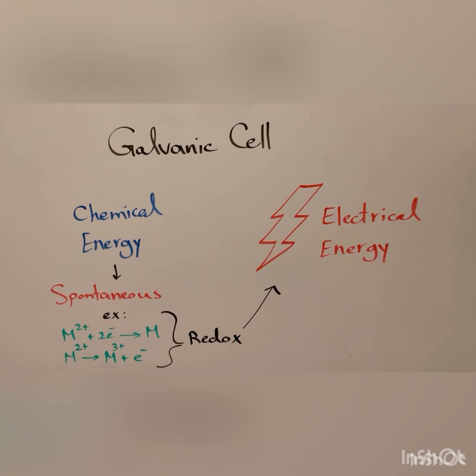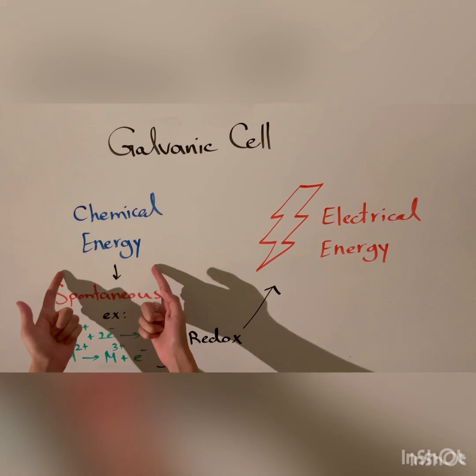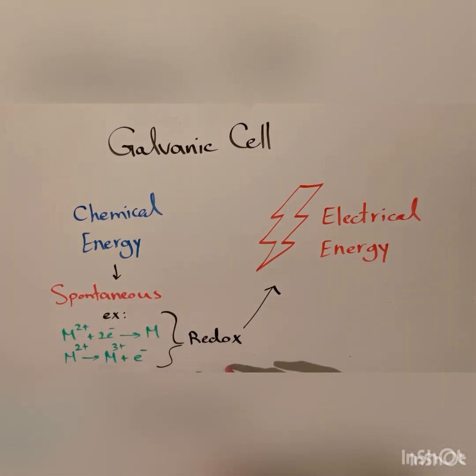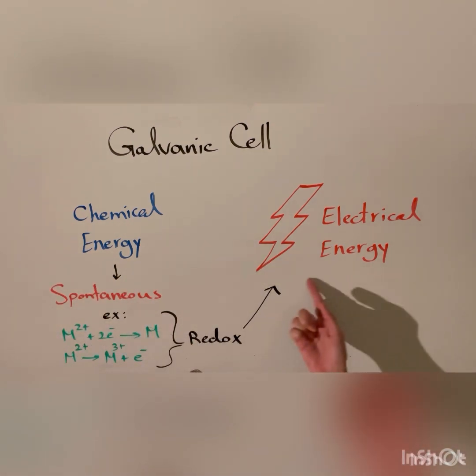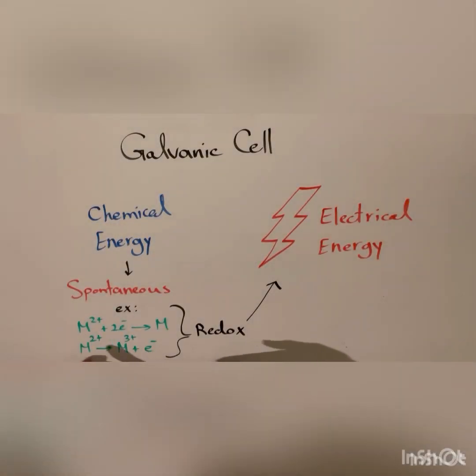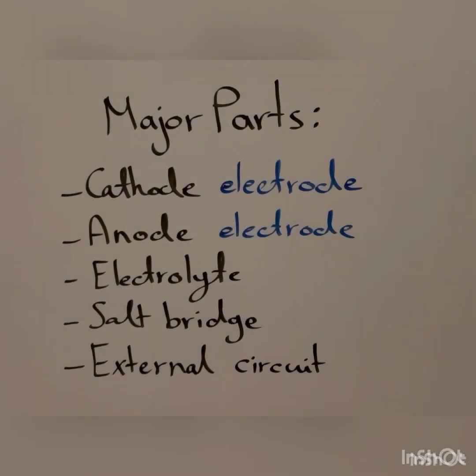So what's a galvanic cell? It's an electrochemical cell that converts the chemical energy of a spontaneous redox reaction into electrical energy. So from a chemical reaction, or redox reaction, into electrical energy.